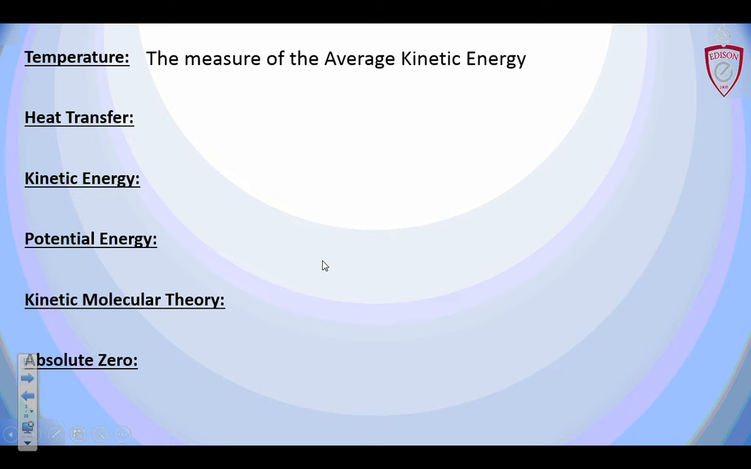So first, temperature. It's a measure of the average kinetic energy of a sample of matter. What does that mean? Well, we're going to learn that kinetic energy is the energy of motion. And so this is the average motion of the atoms in a sample. Which we measure with a thermometer. Indirectly, it's related to heat.